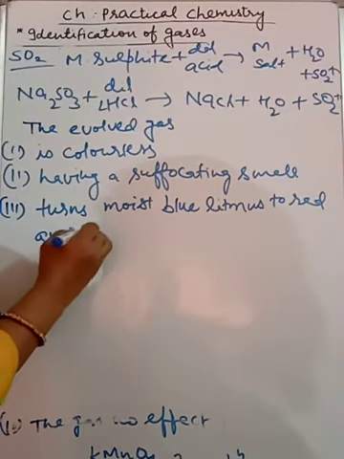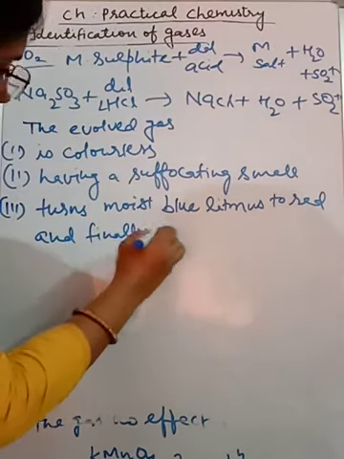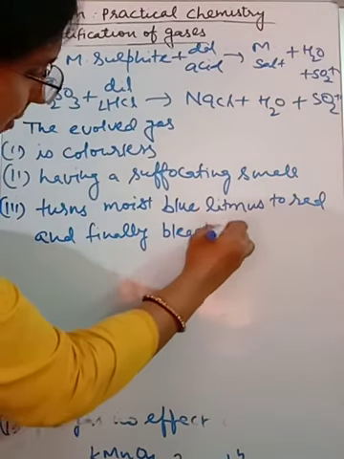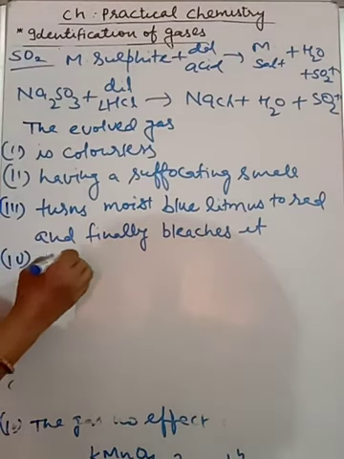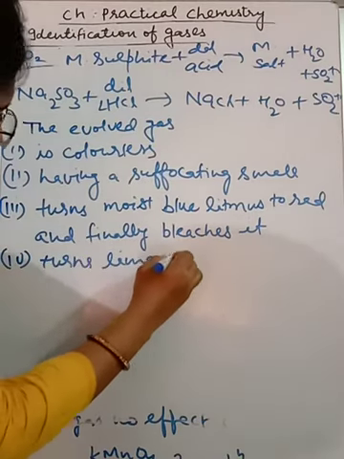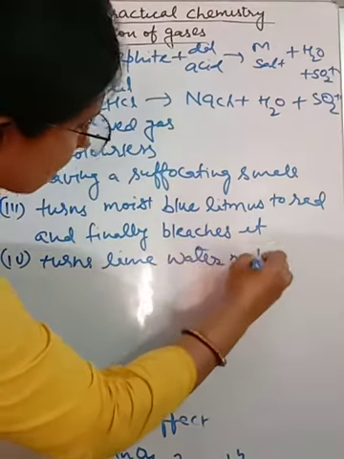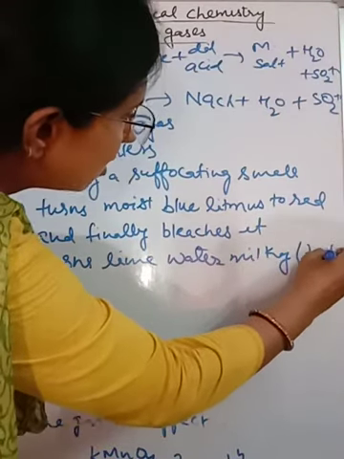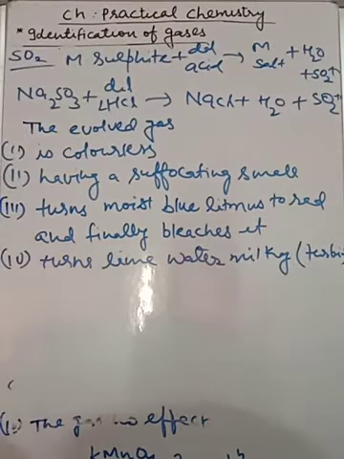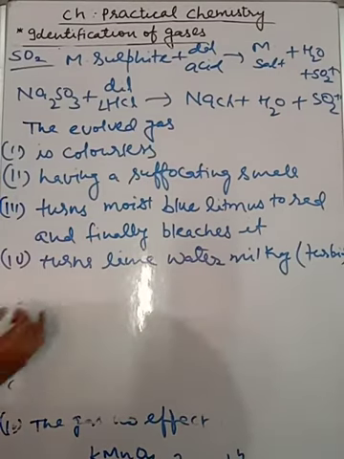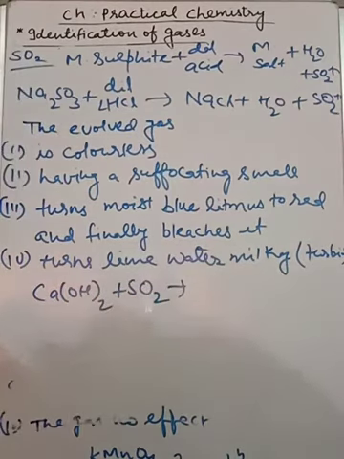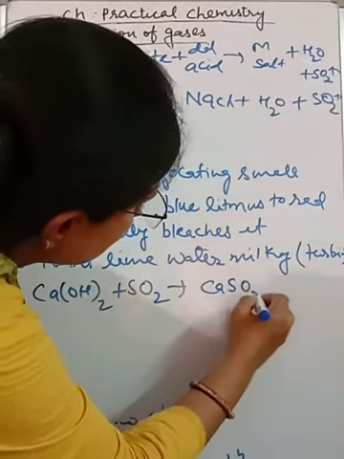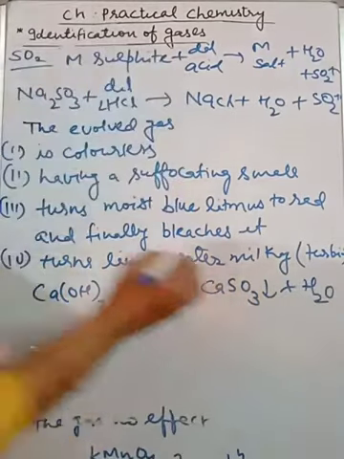And finally it bleaches it. And the last point, from lime water: it turns lime water milky or turbid. So here you can take the reaction for lime water, Ca(OH)2 plus SO2. What will you get in return? CaSO3, which is insoluble and responsible for the turbidity.